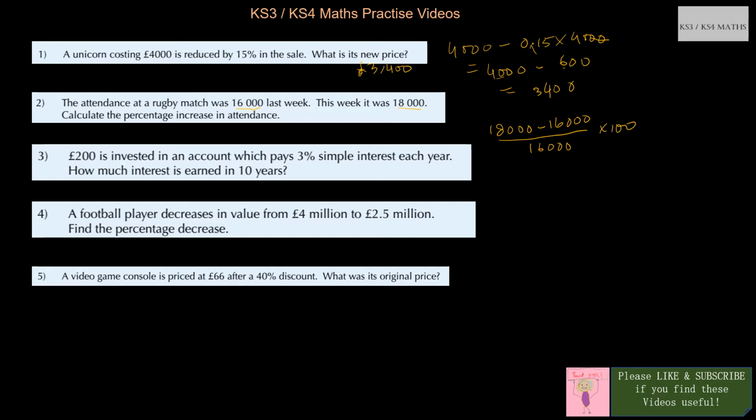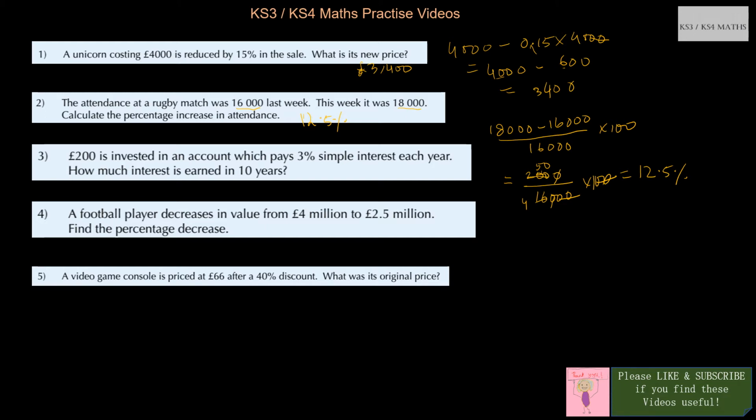So 18 minus 16 is 2, so it's 2,000 divided by 16,000 times 100, which gives 12.5%. So the answer is 12.5%.